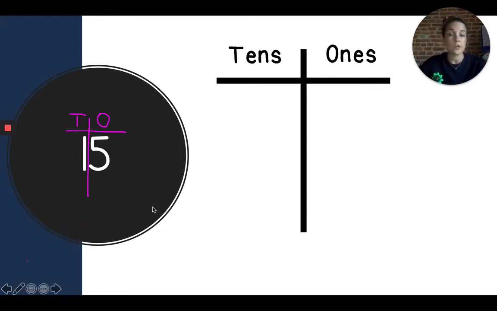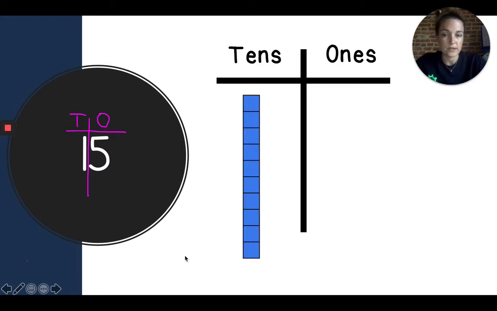Okay, so let's see what makes up 15. Well, a 10 stick, right? I'm not going to draw 10 ones for that when I can just put a 10 stick to represent the same thing. So I have 1 ten, and how many ones am I going to have? Well, let me check back on my T chart here. 5. The value in the ones place should be 5.